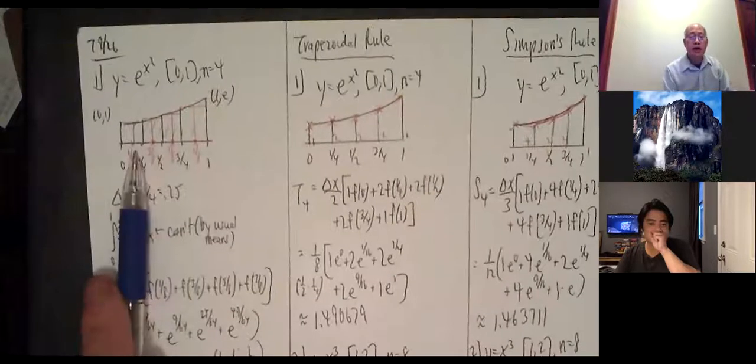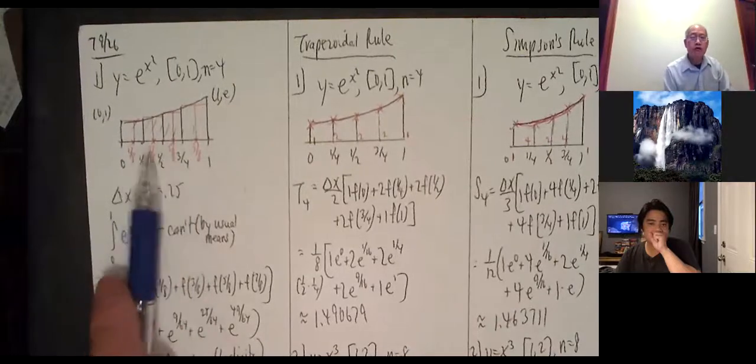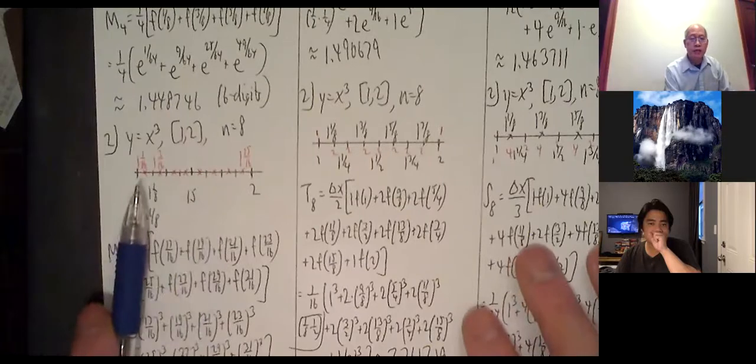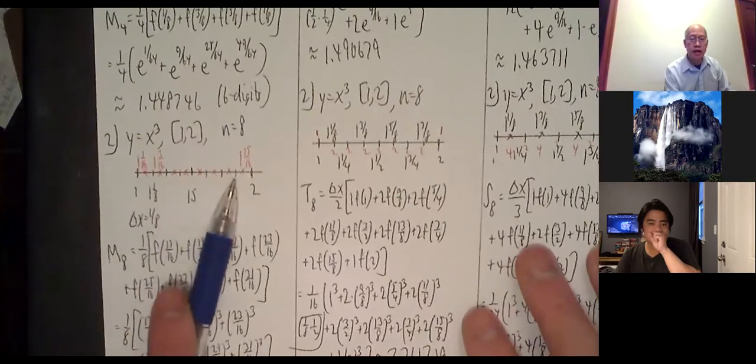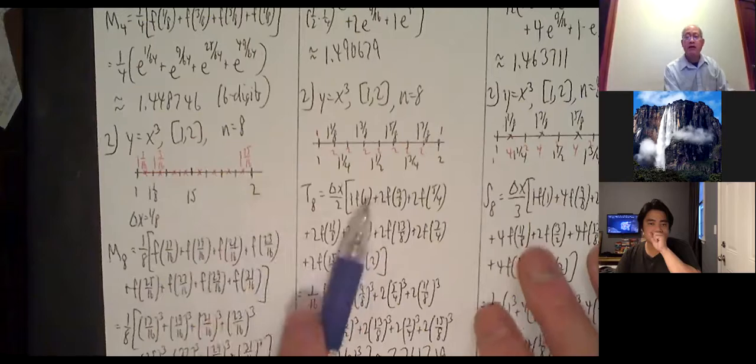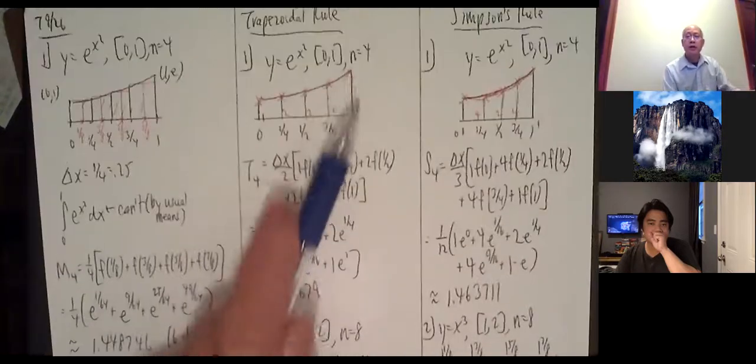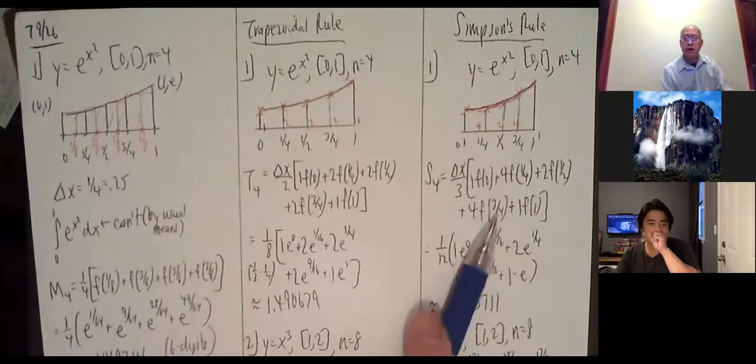Okay. But for this midpoint rule, n is 4 midpoints, 4 calculations. N equals 8 midpoints, 1, 2, 3, 4, 5, 6, 7, 8. But here there's going to be 9 calculations. Here n is 4, 5 calculations.